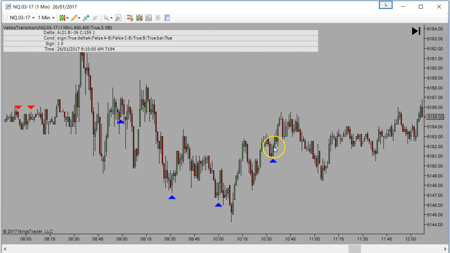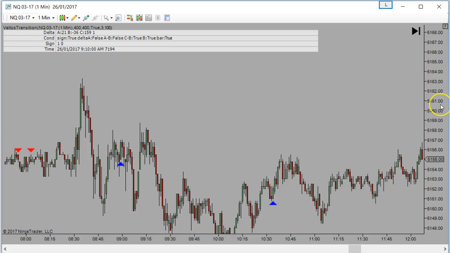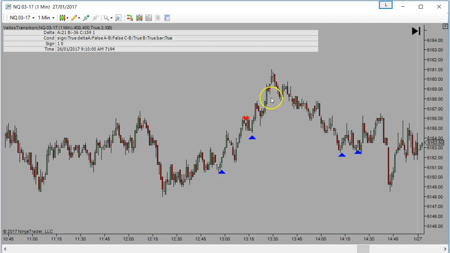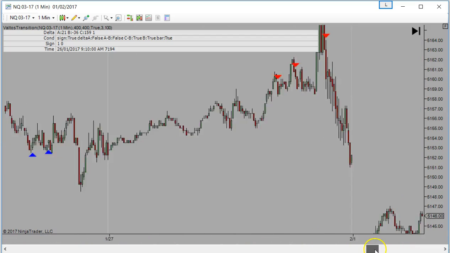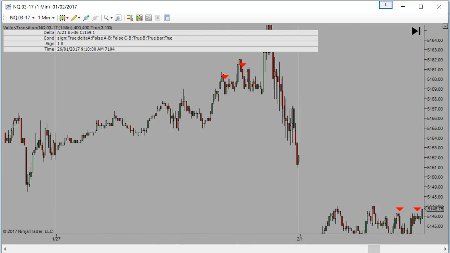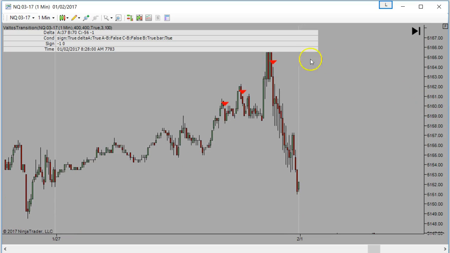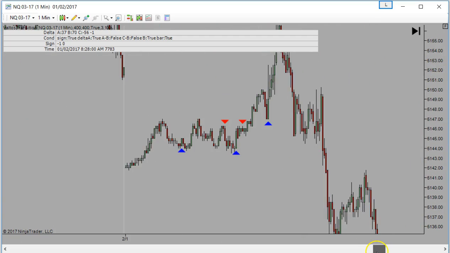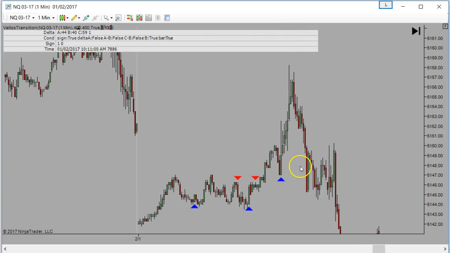Here are some nice little swings. Some nice moves there. This one failed, but you got a nice winner there. You got some nice little swings here. Again, that's a nice cascading move there, but it's a little bit close to the close. I don't know if I'd be interested in it. There's a nice move up.